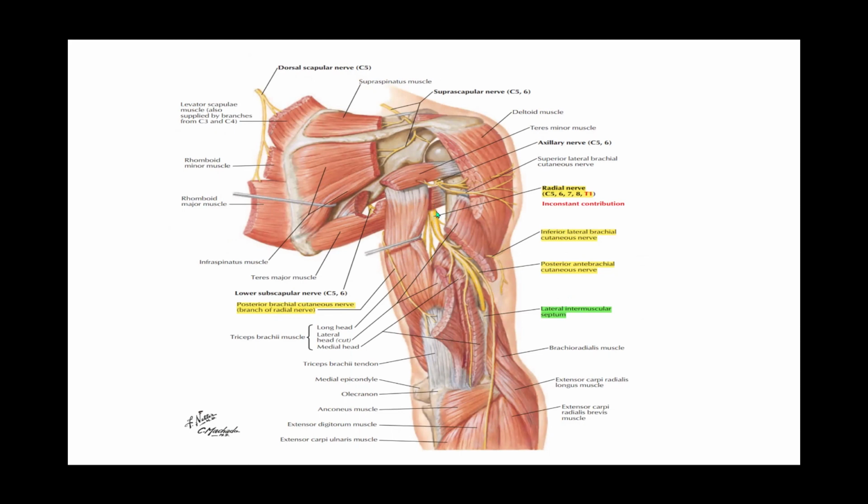Then when the radial nerve is within the radial groove of the humerus, it gives off the inferior lateral cutaneous nerve of the arm, or as it's written here, inferior lateral brachial cutaneous nerve. Okay, I think when I learned it, it was inferior lateral cutaneous nerve of the arm, not brachial. And it also gives off the posterior antebrachial cutaneous nerve, or you can simply say the posterior cutaneous nerve of the forearm. So these two nerves are given off while the radial nerve is within the radial groove, okay? While the posterior cutaneous nerve of the arm is given off while the radial nerve still lies within the axilla.